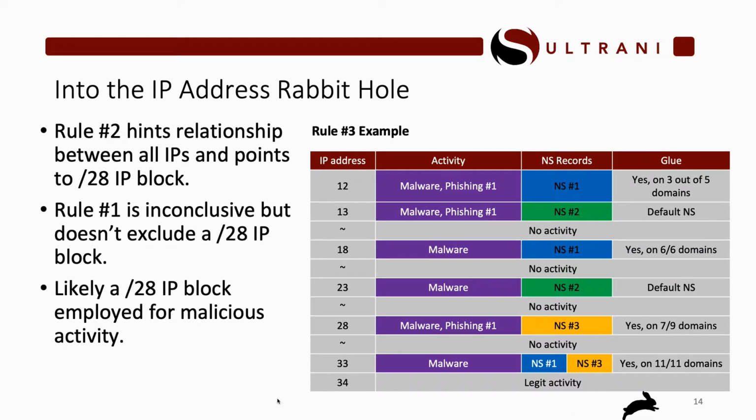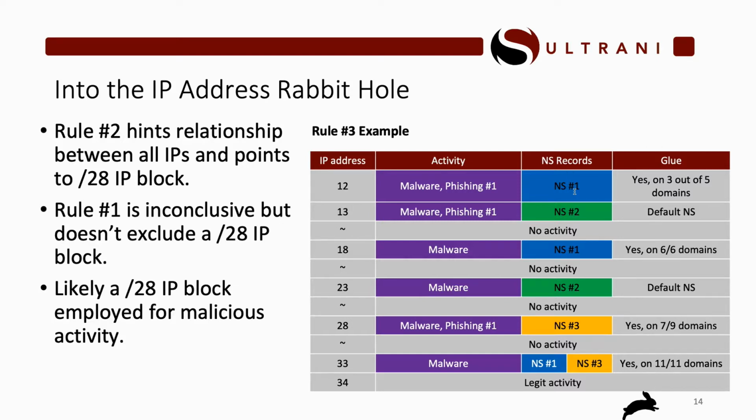And so rule number 1 is kind of inconclusive. I'm going to jump around a little here, but it doesn't exclude a /28, right? It's inconclusive because we can't see the edges clearly enough. But number 2 hints at a relationship between all IPs and points to a /28, so it kind of supports that this is all owned by one individual as a block. Rule number 3 completely implies that based on the way the name servers are set up and their connections.